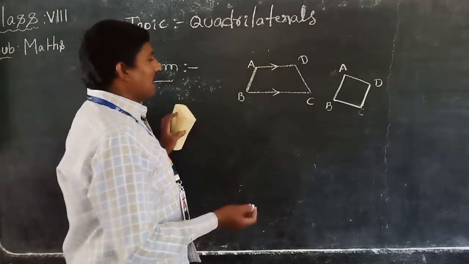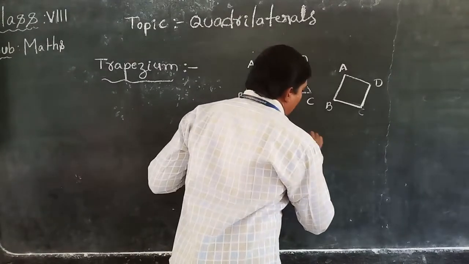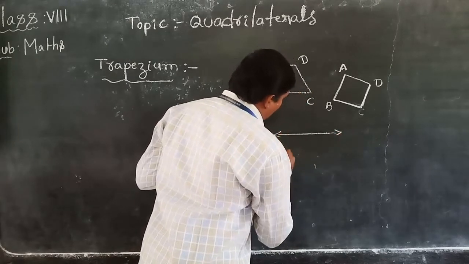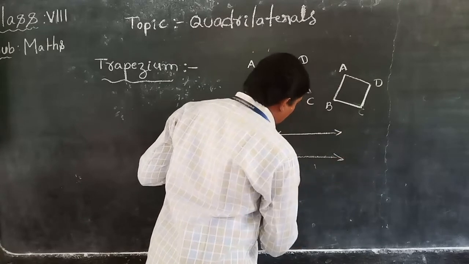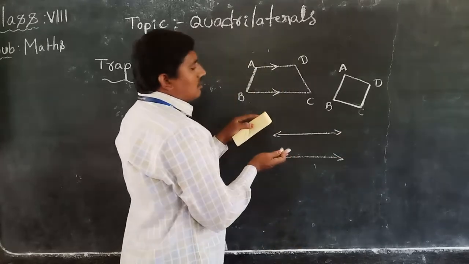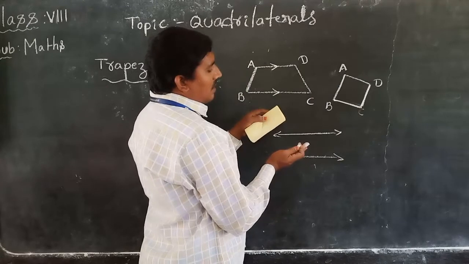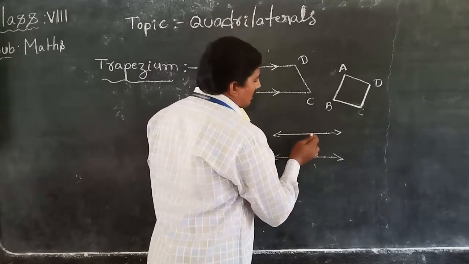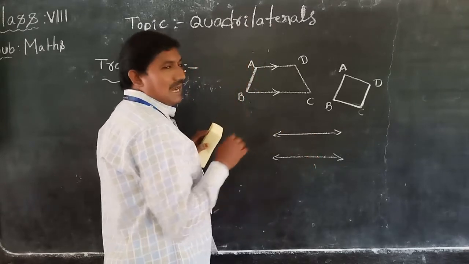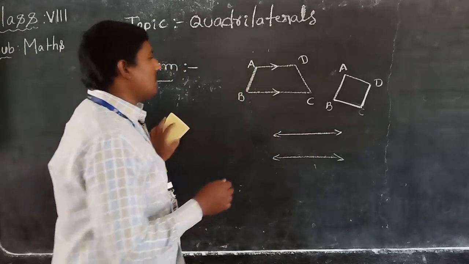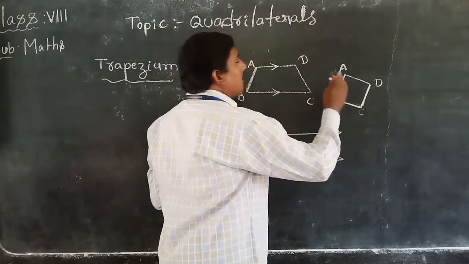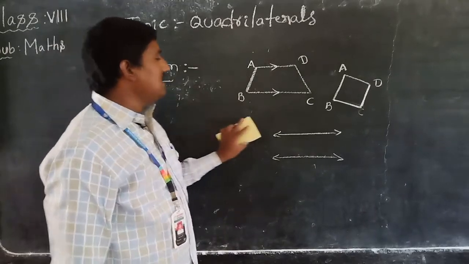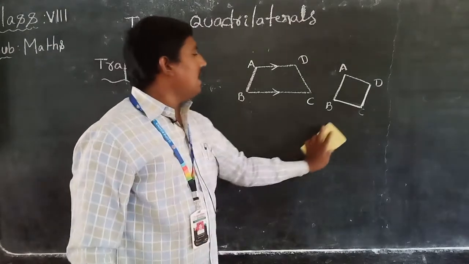Parallel, not perpendicular. Parallel means this is a line, this is a line, and one more line. These 2 lines are going and not intersecting like this. So these 2 lines are called parallel lines. So in a quadrilateral, one pair of opposite sides are parallel. It is called a trapezium.